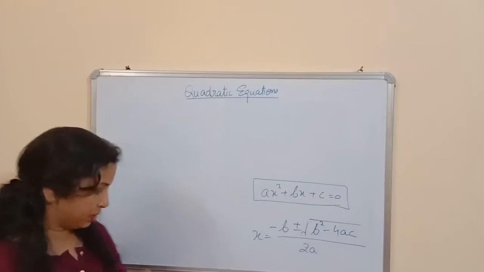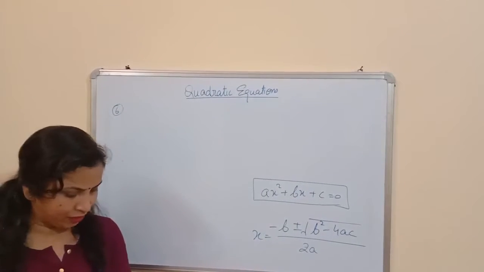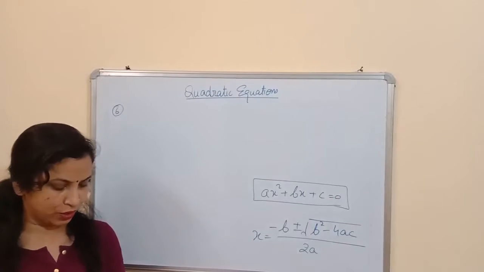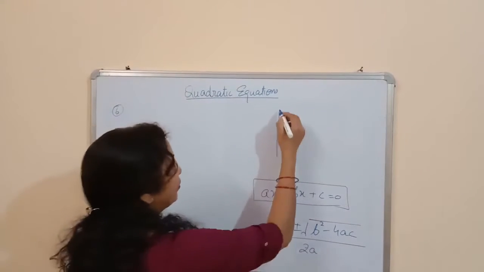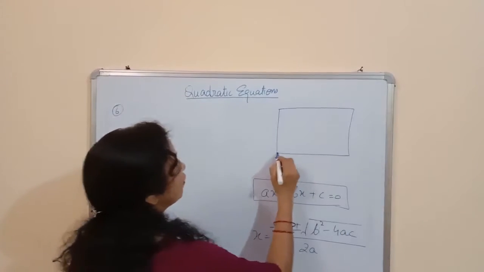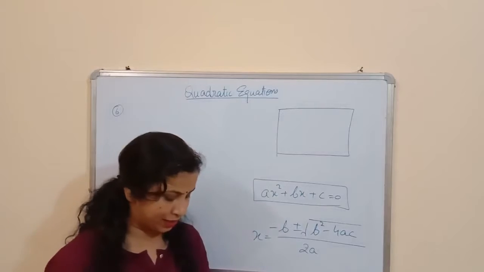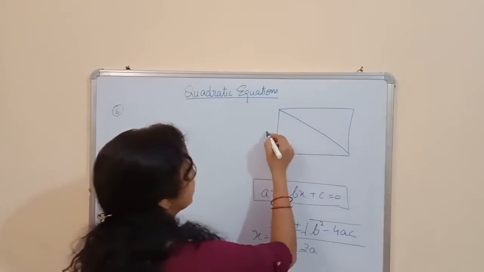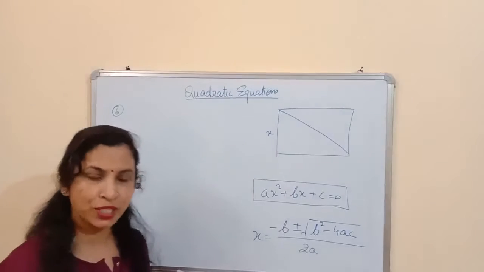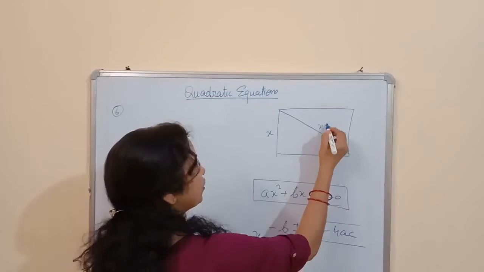Now question number 6. The diagonal of a rectangular field is 60 meter more than the shorter side. The rectangular field has a length and a breadth, and we know that the breadth is always less than the length. So let the shorter side of the rectangle be x. According to the question, the diagonal of the rectangle is 60 plus x, that is, 60 more than the shorter side.